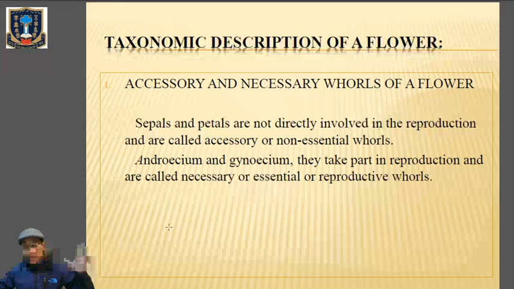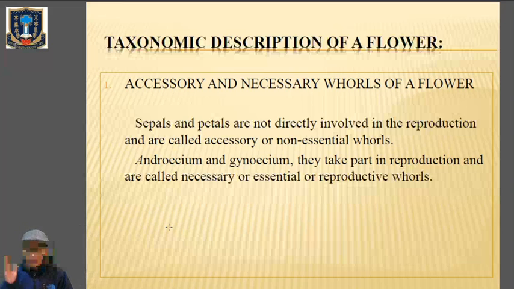So my dear students, sepals and petals are not directly involved in the process of reproduction. They simply help in the process of reproduction, and therefore they are called accessory or non-essential whorls of a flower. On the other hand, the androecium and the gynoecium, the male reproductive organ and the female reproductive organ of a flower, take part directly in the process of reproduction, because they produce the male gamete and the female gamete, that is the pollen grain and the egg.